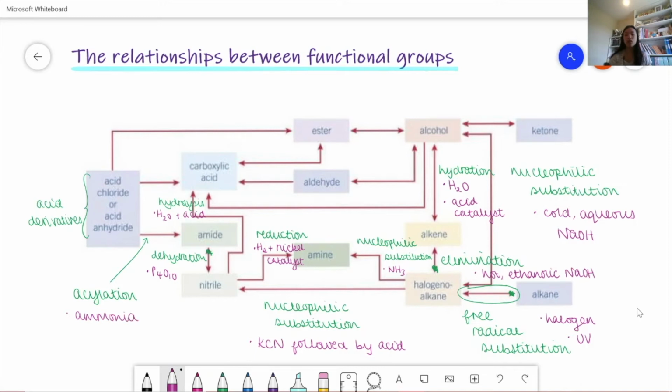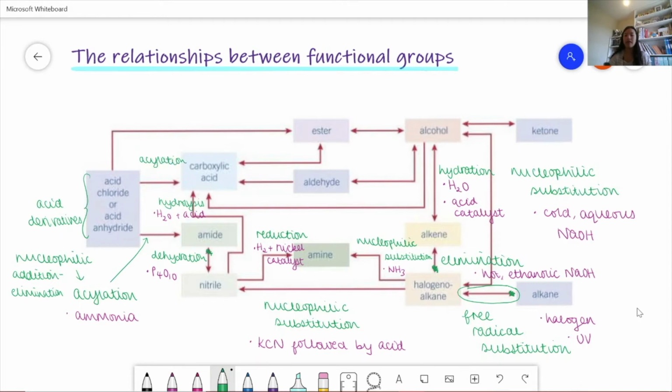And we can actually call these acylation reactions nucleophilic addition elimination reactions as well. And it's the same thing. So we have nucleophilic addition elimination. And so this is also an acylation reaction.